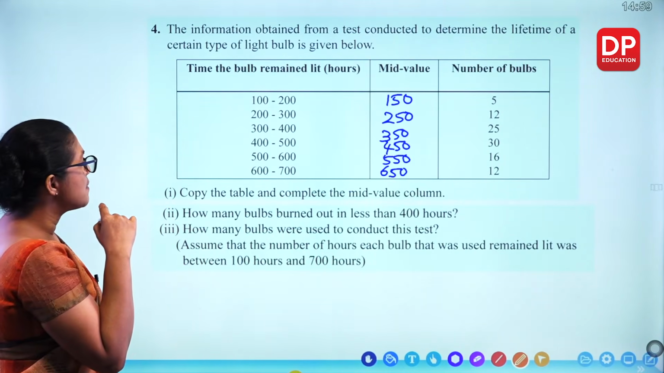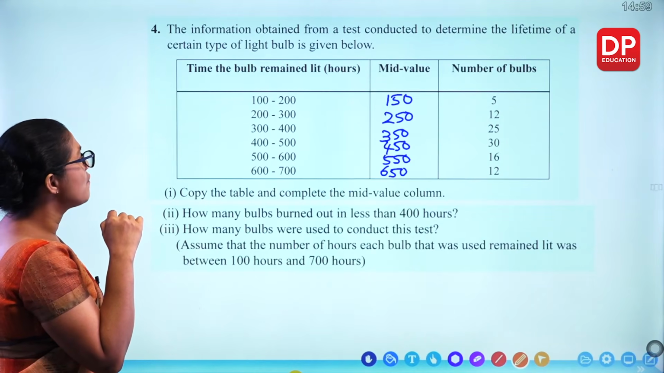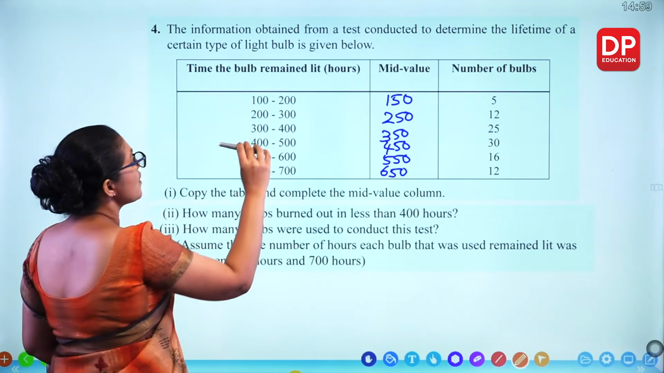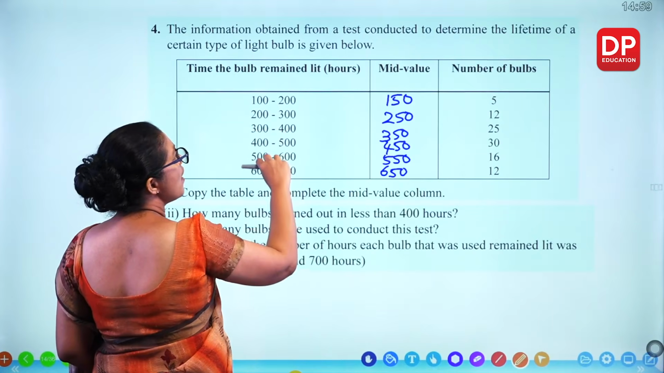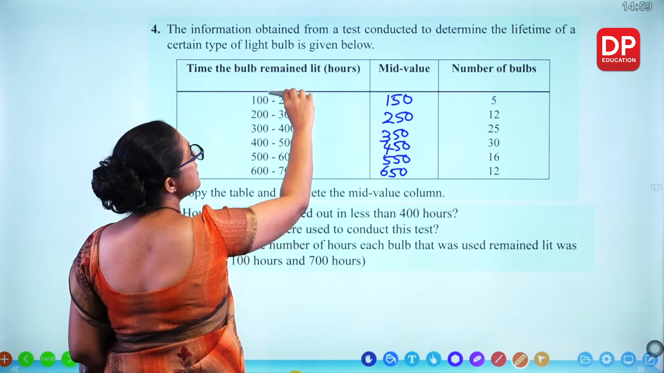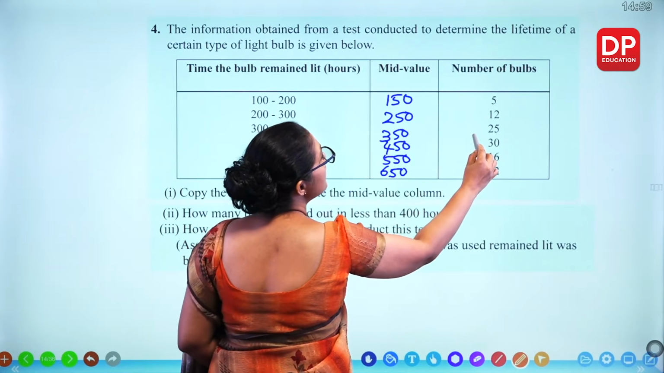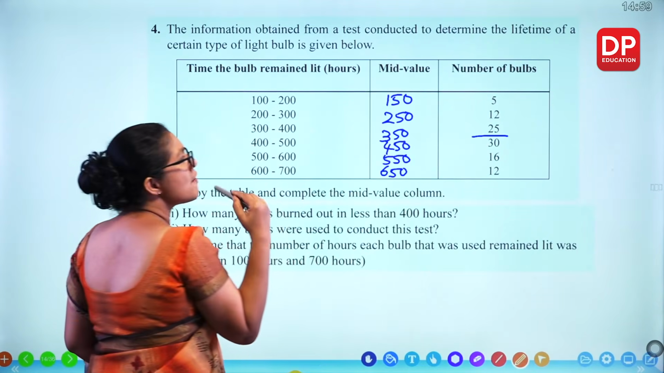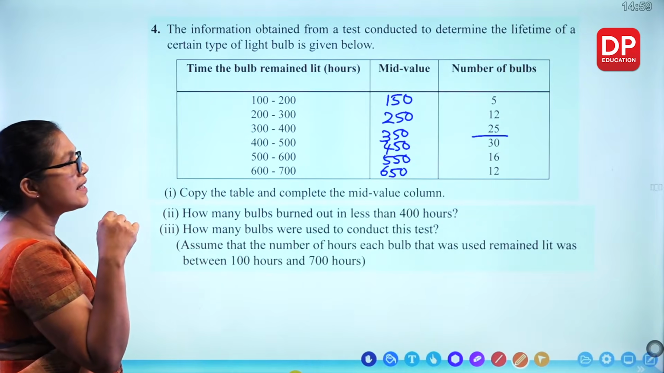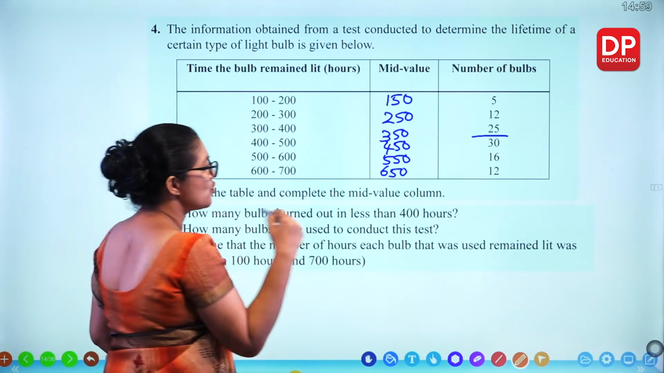How many bulbs burned out in less than 400 hours? So this is more than 400 hours. So less than means these 3 columns. So you have to add these 3. 25 plus 5 is 30. 30 plus 12, 42.